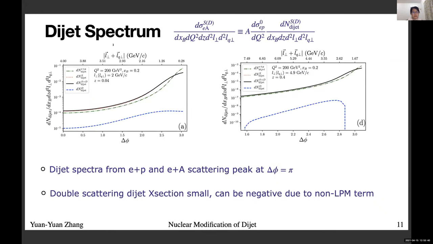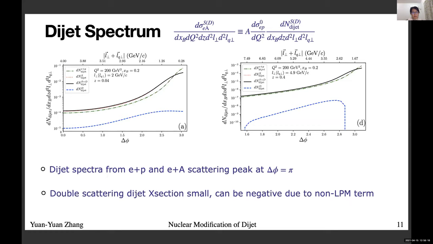Before we calculate the nuclear modification ratio, we will take a look at the dijet spectrum. Here we plot the dijet spectrum per nucleon for single scattering, single plus double scattering, and also for the ep collision. You can see that the dijet spectra from ep collision and eA collision both peak at the azimuthal angle of the dijet at pi.